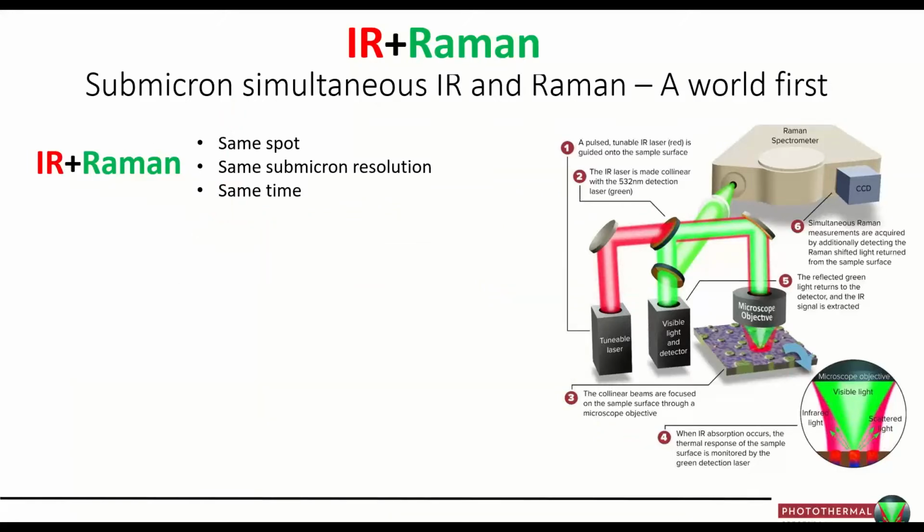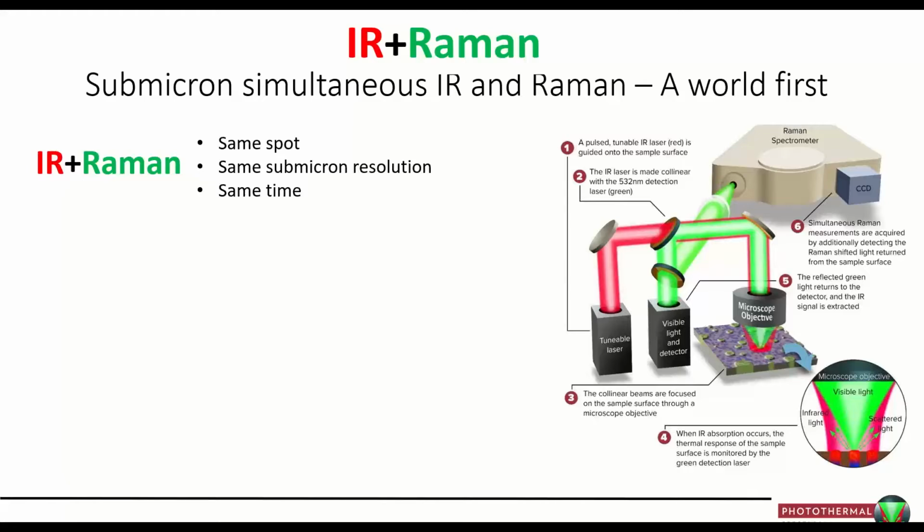Probably should have done this earlier on, but infrared and Raman, that's kind of our central value proposition. I call this the holy grail of vibrational spectroscopy. Same spot, same time, same resolution. How does it work? Remember the infrared beam? Bring that to our objective. We bring the visible probe at the same time. That's where the photothermal magic happens.